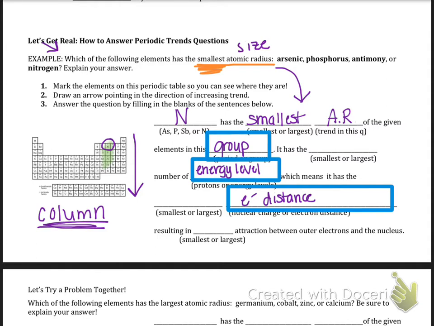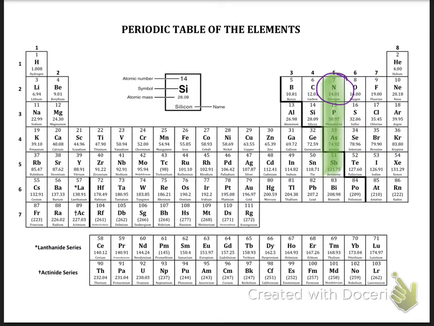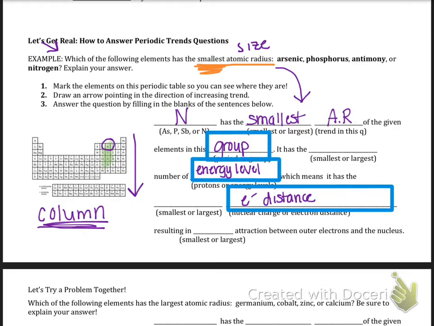Once you have this, you can now answer the question depending on how you answered it. So nitrogen has the blank number of energy levels, which means it has the blank electron distance. In comparison to the other four elements here, how many energy levels does nitrogen have? Does it have the smallest or the largest number? You know your energy levels are here, 3, 4, 5, 6. You notice that nitrogen only has 2 energy levels, but the other ones have 3, 4, and 5. So here you would say it has the smallest or the lowest number of energy levels.